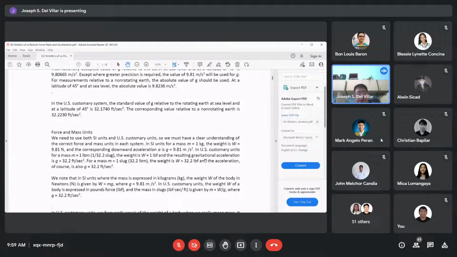Okay, mass in kilograms. So if we have a mass of 1 kilogram, the equivalent weight for that is 9.81 newtons if we are going to accelerate it at 9.81 meters per second square.